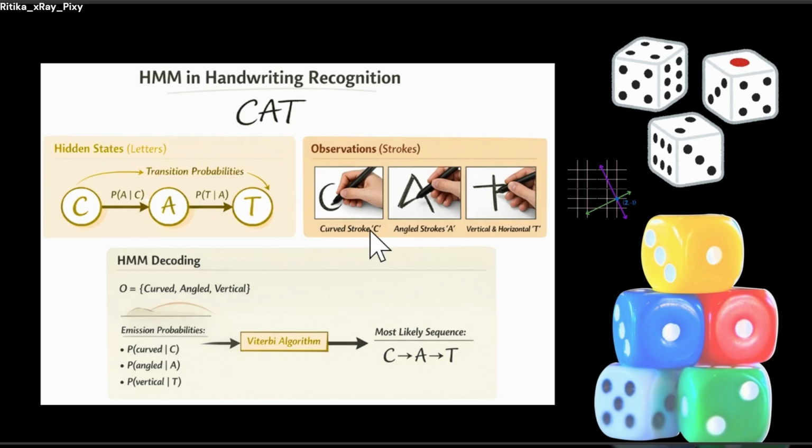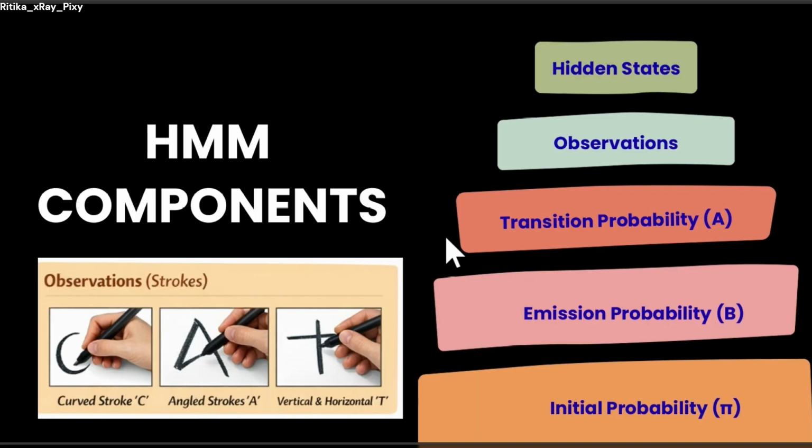For observation we have a curved stroke for letter C, an angle stroke for letter A, and a vertical stroke for letter T. So here the system observes and uses probability to predict the most likely letter. The system initially doesn't know what letter it is, so it uses the observations. It observes the strokes and uses the probabilities to predict the most likely letter.